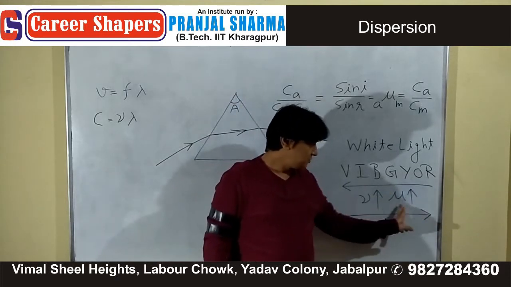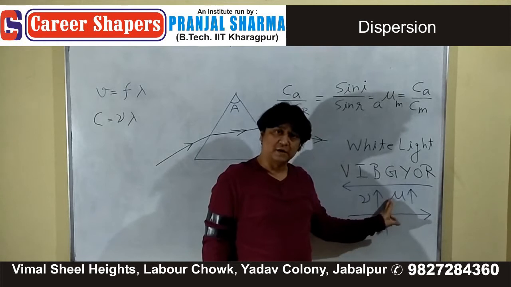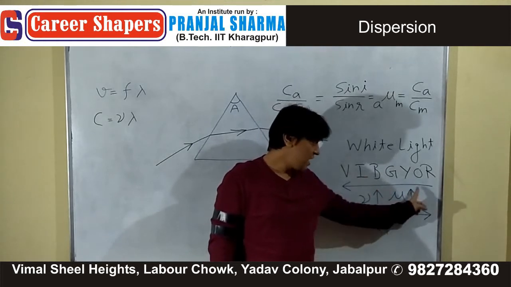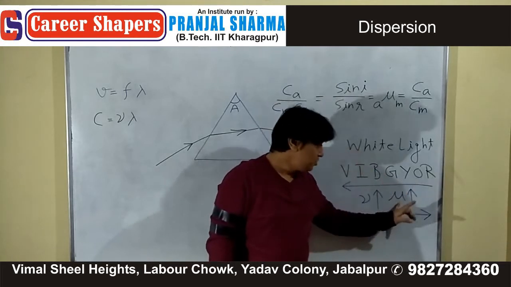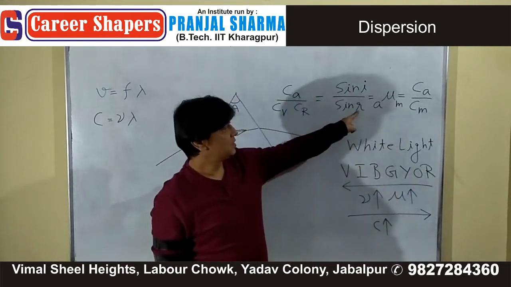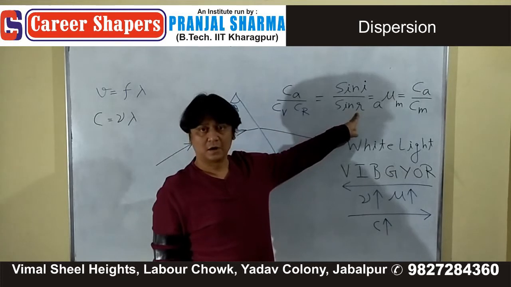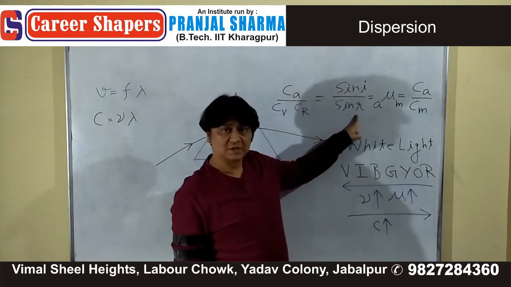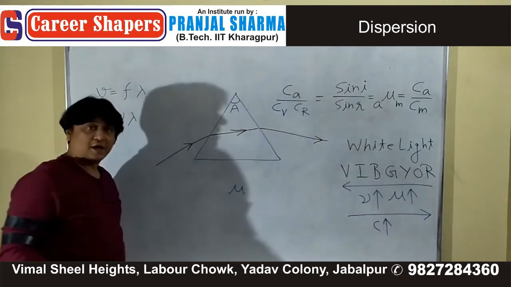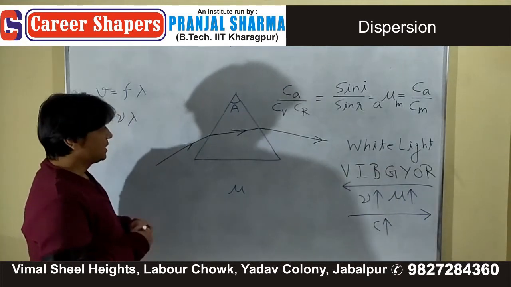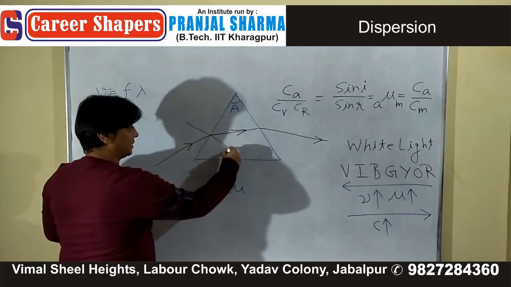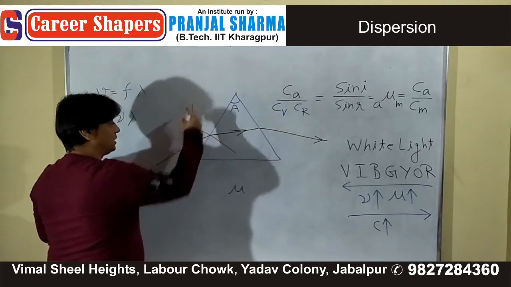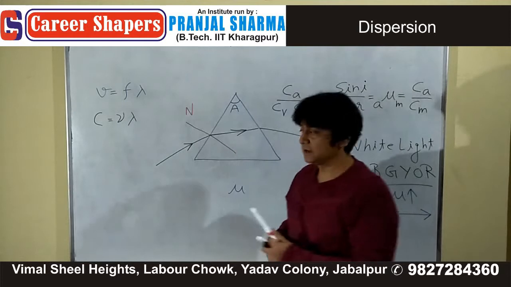This is something you need to understand. Once we have the idea of mu, what does mu decide? R. Sin I upon sin R. Why does mu decide R? If I draw a normal at this point, that's a normal. This is white light.